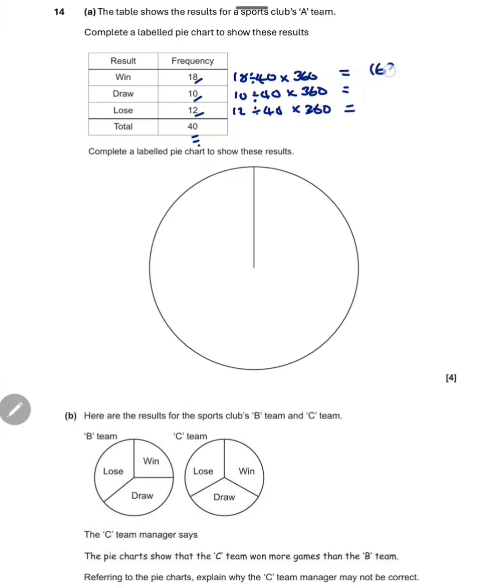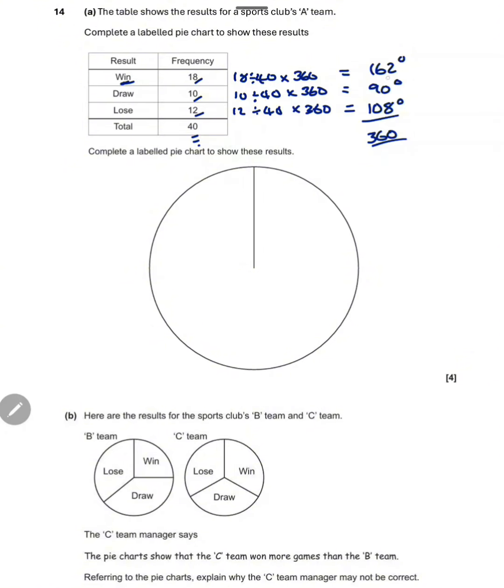First one is 162 degrees. Second is 90 degrees. And third is 108 degrees. Just check that these three add up to 360. They do in this case, so we're all good. You're going to need a protractor. I'm going to just wing this because I'm doing it on my phone. So just watch what we've got here.